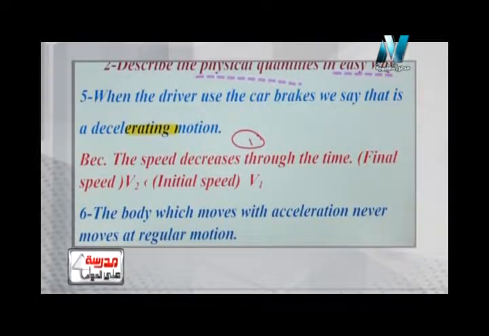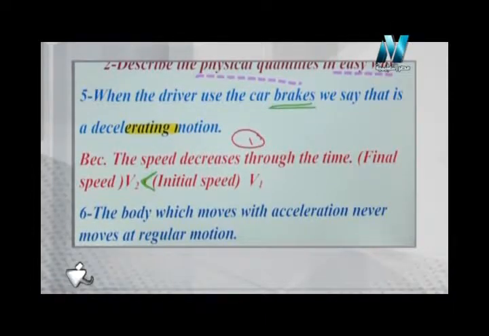I say because final speed v2 is less than initial speed v1, or initial speed greater than final speed. Of course we use the car brakes here. So here we can say the speed decreases through time unit, meaning final speed is less than initial speed, the initial speed of the car.